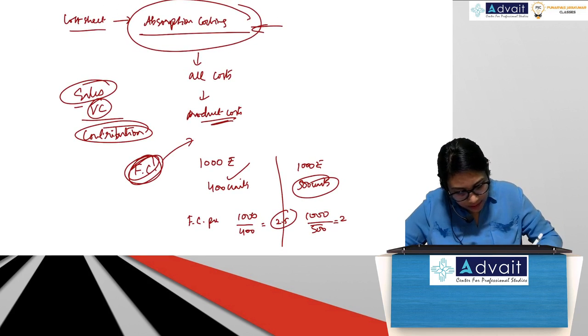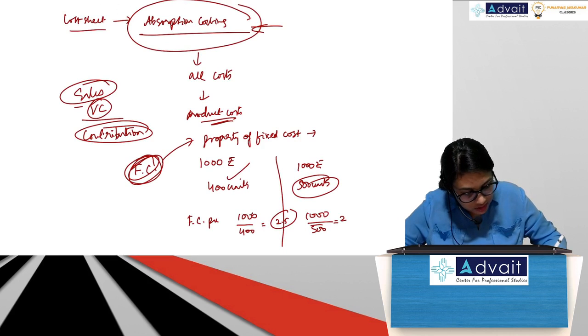This is the property of fixed cost, which is that per unit it changes.